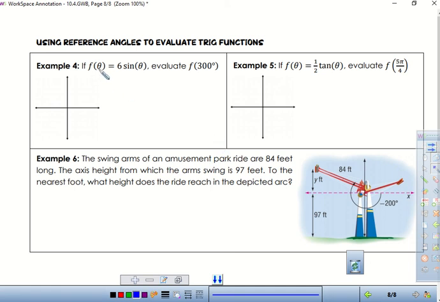So, if f of theta is equal to 6 sine of theta, evaluate f of 300. So basically what we're doing is we're replacing our theta with 300. So f of 300 degrees is equal to 6 times sine of 300 degrees. So I just replaced theta with 300. Now you can use the picture to draw this, but you don't have to.